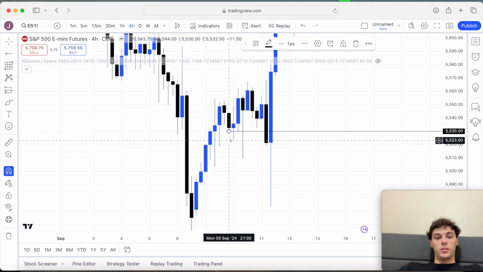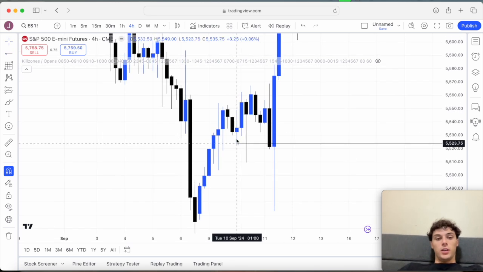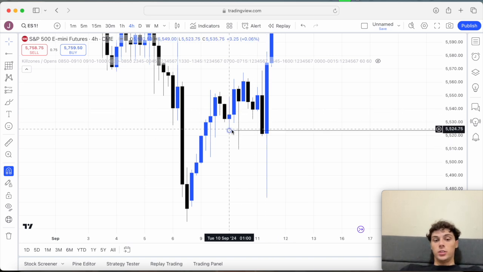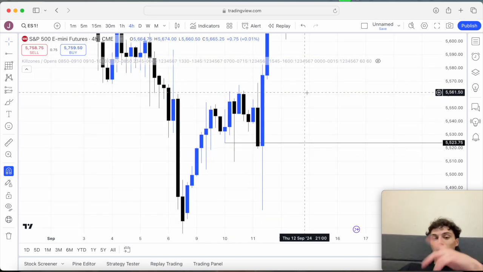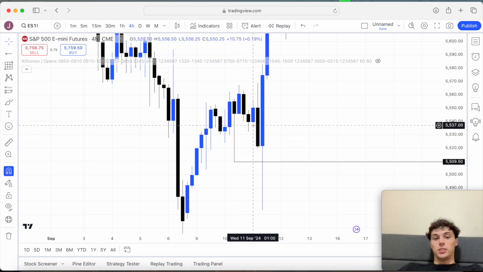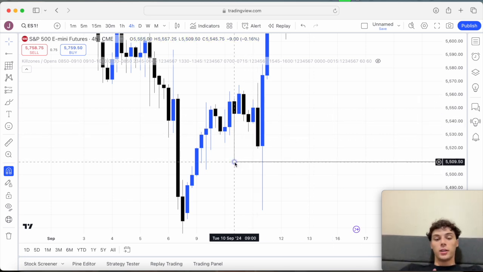So right here, it didn't break below this low, correct? All it did was sweep it. It swept the liquidity, and it created a new low. So now your liquidity and break of structure is going to be right here. But then as you can see, the market's continuing because the market never stops.